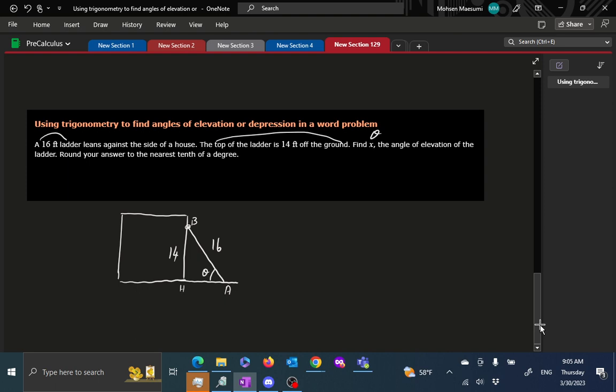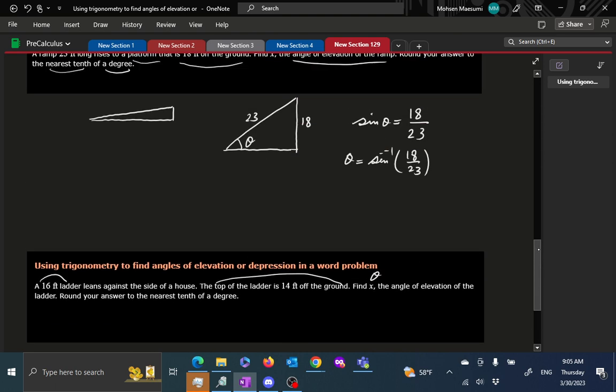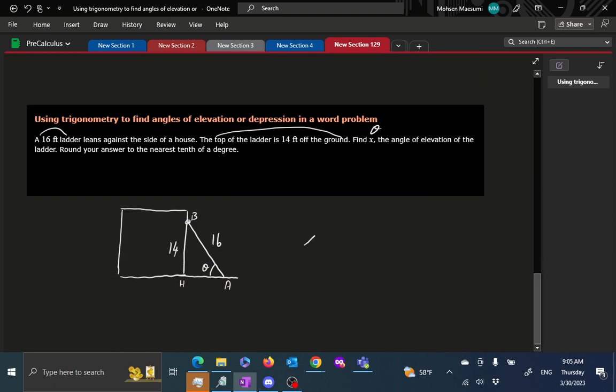At any rate, we are looking for the angle of elevation, and same issues as before. So what relationship connects this angle to this and to that one? It's just like the previous problem, isn't it? So sine of theta is a ratio of 14 to 16. So theta is sine inverse of 14/16. And then you go through, make sure it's degrees, and round it appropriately.